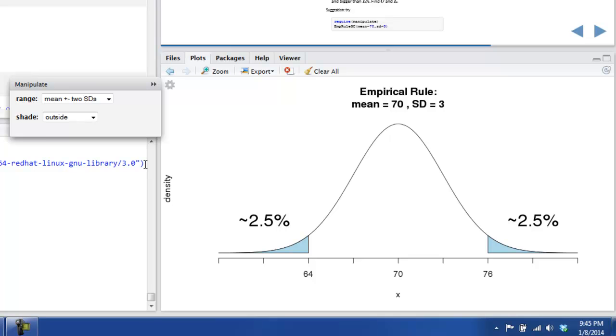So you can answer lots of questions about what sorts of heights are likely or unlikely to be seen in a population if you know that it's bell-shaped and you know how to work with this empirical rule.